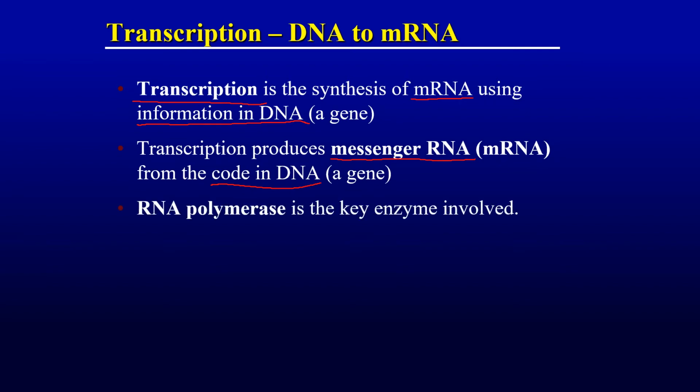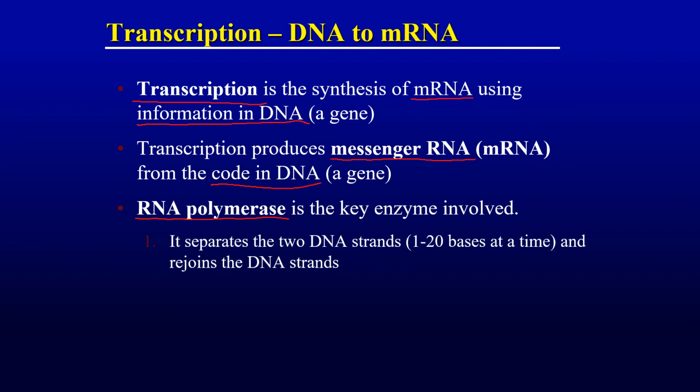And it involves this very important enzyme. This enzyme is RNA polymerase, and it's the key enzyme involved in transcription. And it does two major tasks. The first thing RNA polymerase does is it separates the two DNA strands, and it does so about 1 to 20 bases at a time. And then it moves along the double-stranded DNA molecule, and it rejoins the DNA as it moves along at the back end. So first thing, it unzips the DNA molecule and can zip it back up.